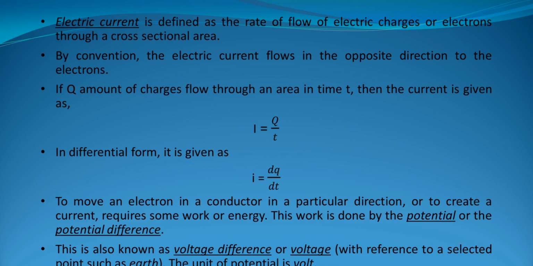Then if Q amount of charge flows through an area in time t, the current is given as capital I equals capital Q by small t. This formula is just for some numericals asked in different exams, but if you want to be very accurate, we don't use this formula. We always use the differential form, small i equals dq by dt, the rate of flow of charge with respect to time, which will give you the current.